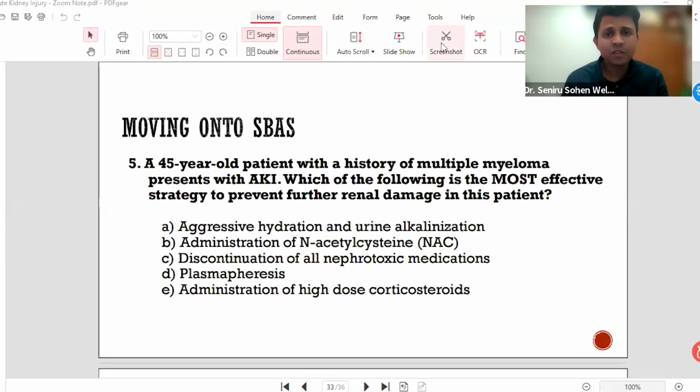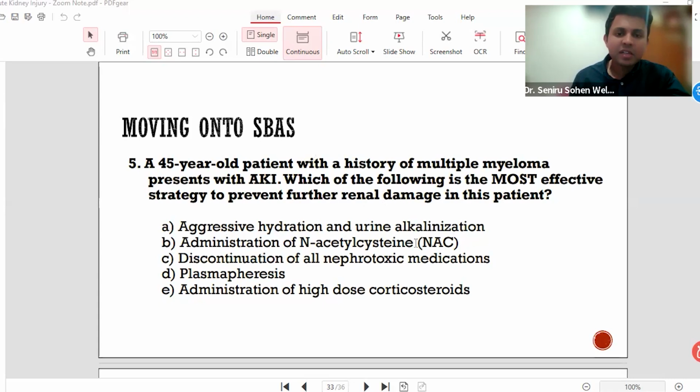Here you have to be careful when you're trying to guess the answer. A 45-year-old patient with a history of multiple myeloma presents with AKI. So there are multiple reasons for kidney damage in patients with multiple myeloma, but the main reason for kidney damage in patients with multiple myeloma is cast nephropathy or the light chains getting deposited in the renal tubules. So which of the following is the most effective strategy to prevent further renal damage in this patient? So let's go with each of these.